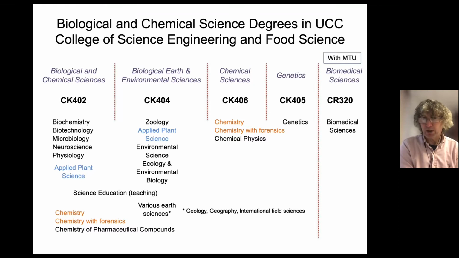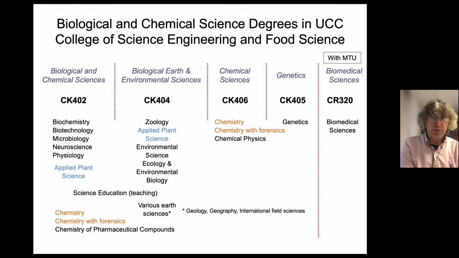On the other hand, there are mostly unique degrees. So if you're interested in chemistry of pharmaceutical compounds, you need to come in through CK402, whereas if you're interested in chemical physics, you would need to come in through CK406. Now the CK402 and the CK404 programmes, as you can see, actually have a lot of different degree outlets. One doesn't decide that at the beginning, and the first choices for those typically get made at the end of the first year, where you're in a programme where you're doing a group of these and you have an option of that at the end of the first year.